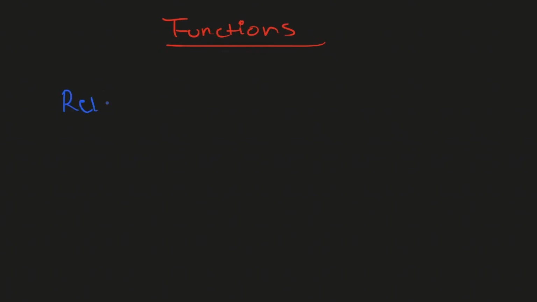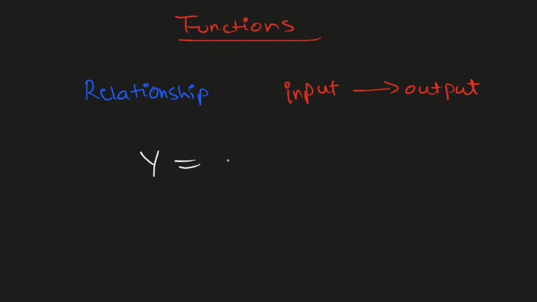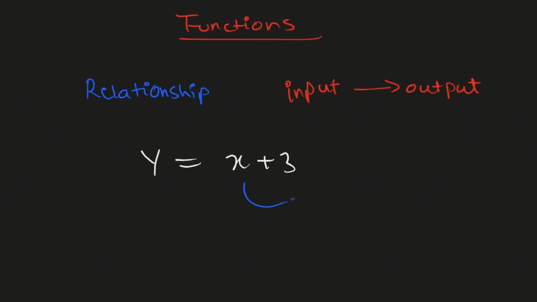A function is a relationship between an input and an output. You can think of functions as a machine that takes in an input and spits out an output. Like in this equation, we have y equals x plus 3. Here, x will be our input, so we'll put something in place of x. Then y will be our output. That's what we'll get after we solve the equation.